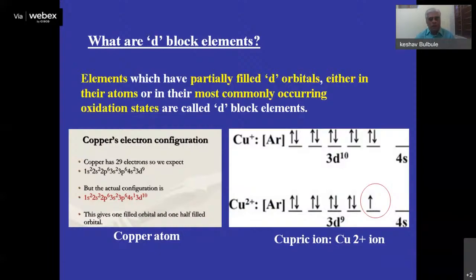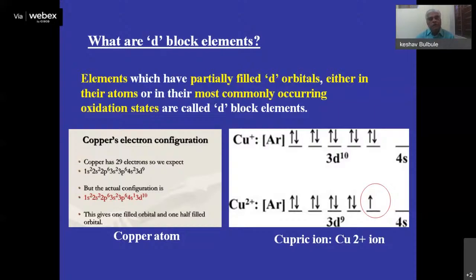What are these d block elements? The very simple and complete definition of the d block elements is: elements which have partially filled d orbitals, either in their atoms or in their most commonly occurring oxidation states, are called d block elements. The second part of this definition is more important. I have seen in many textbooks the definition printed as: elements which have partially filled d orbitals are called the d block elements. But strictly speaking, it is incomplete.